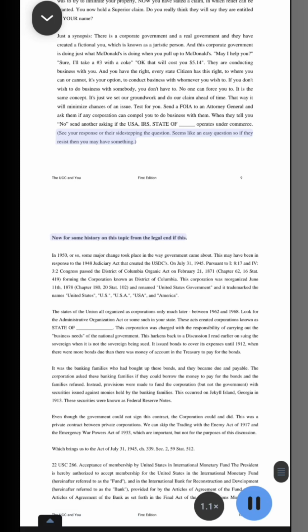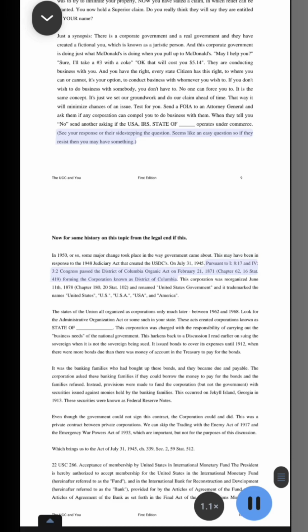The UCC and You, First Edition 10. Now for some history on this topic from the legal end. In 1950 or so, some major change took place in the way government came about. This may have been in response to the 1948 Judiciary Act that created the USDCs.